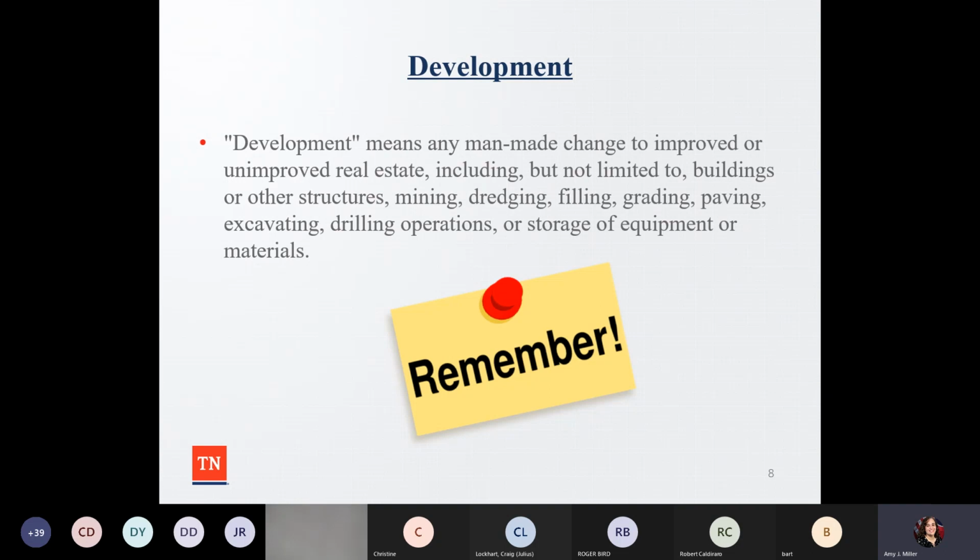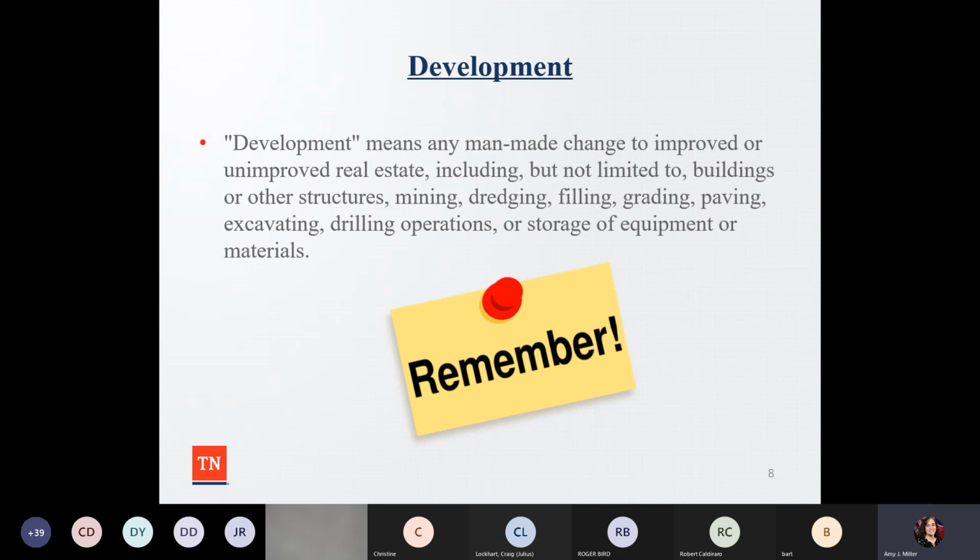So one of the main pillars of the program is the definition of development, right? If you're a brand new floodplain administrator, we have it in the Tennessee floodplain management permitting guide, on the cheat sheet, and within the ordinance or resolution. The definition of development is any man-made change to improved or unapproved real estate. So you could have a vacant piece of property, or a property that already has development on it. It includes but is not limited to buildings, other structures like a she shed or accessory structure, mining, dredging, filling, grading, and paving.